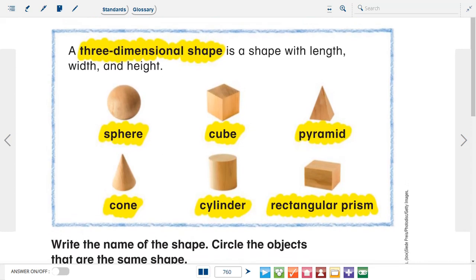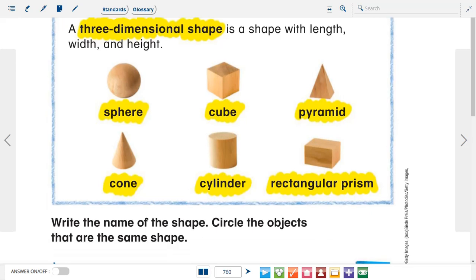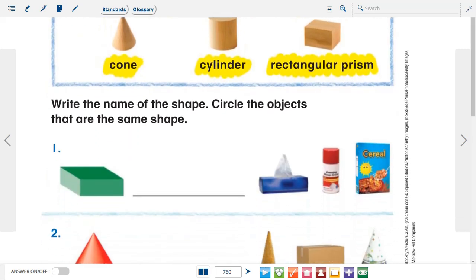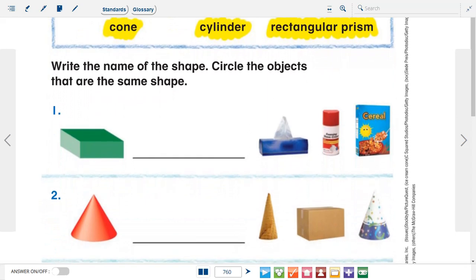So, if you have some objects in your house that look like those shapes, I want you to make a video for yourself showing them to me and tell me what this shape is. For example, you have a box, it is a rectangular prism. You have a ball, it is a sphere. That's what you will do. So, a video of you showing me items in your houses that have the shapes of those three-dimensional shapes. Write the name of the shape, circle the objects that are the same shape.